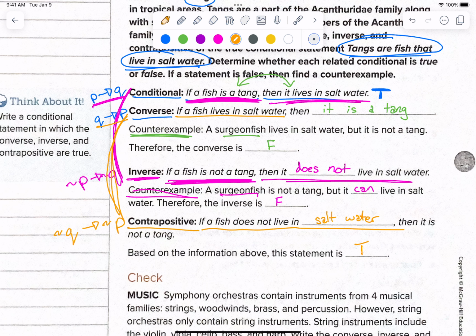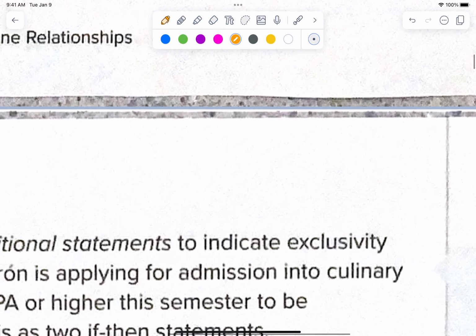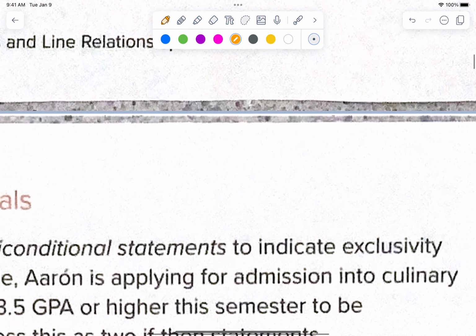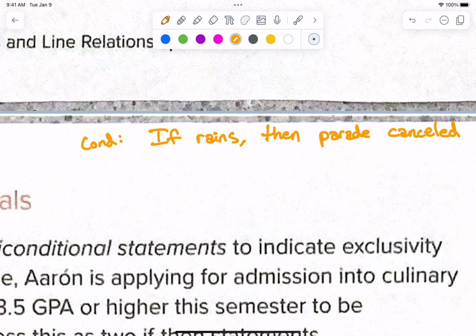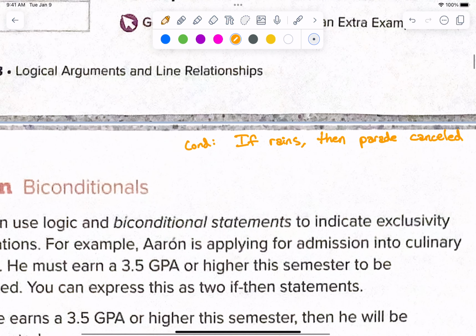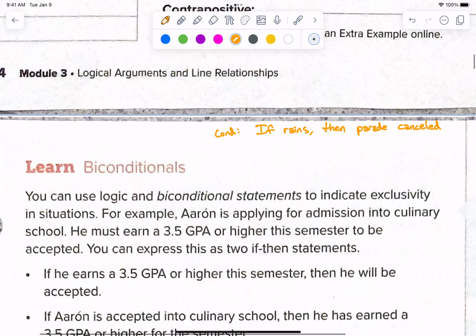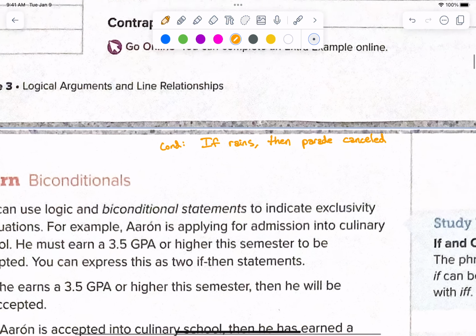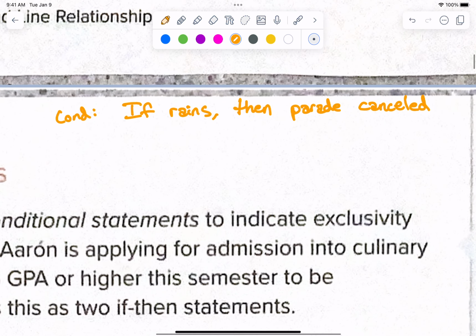All right, let's do the last thing. This is something called a biconditional. So I'm going to go up here to the top, and on the top, I'm going to put the conditional. Let's say if it rains, then the parade is canceled. I'm writing this at the top of biconditionals. The conditional is that if it rains, then the parade is canceled. This is an example that we had yesterday.